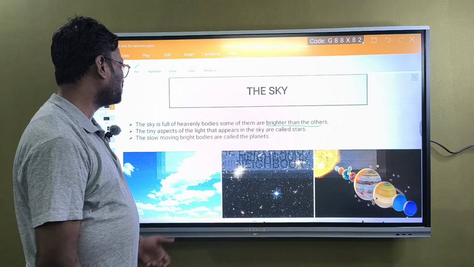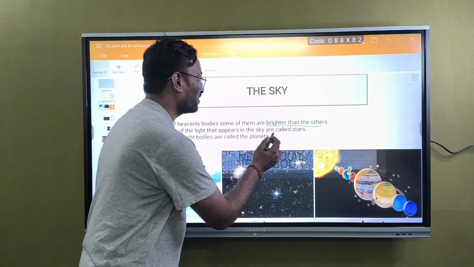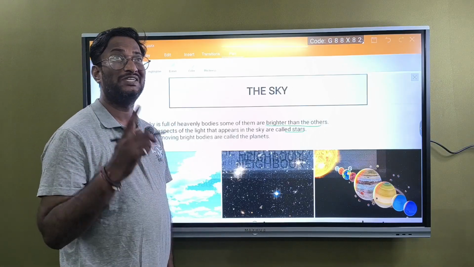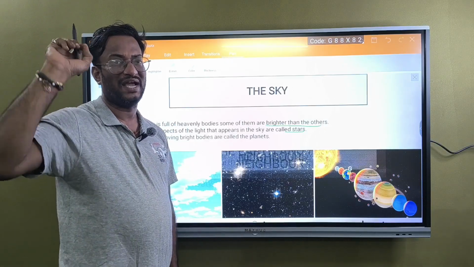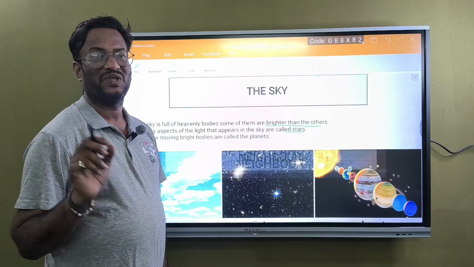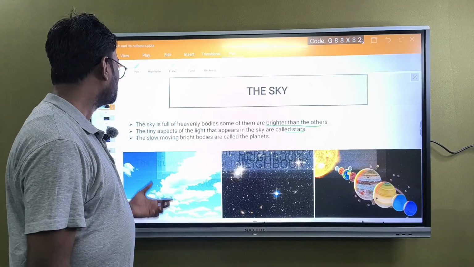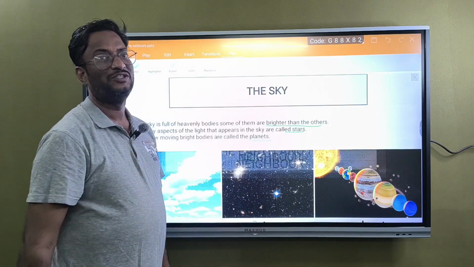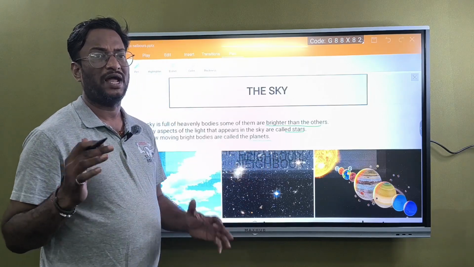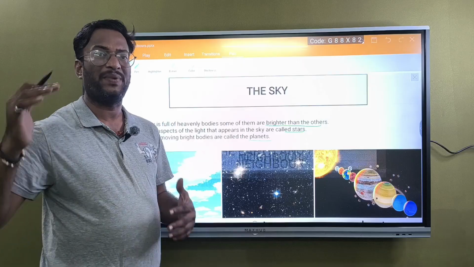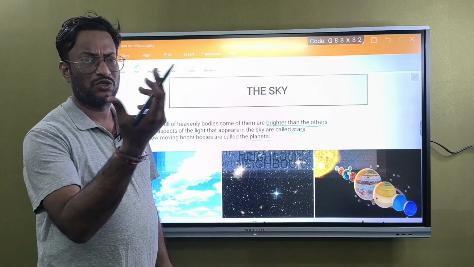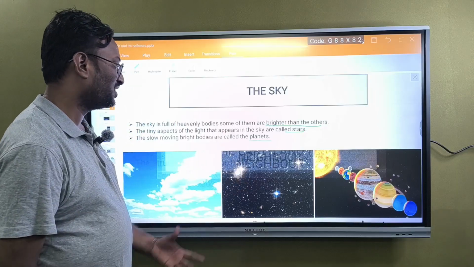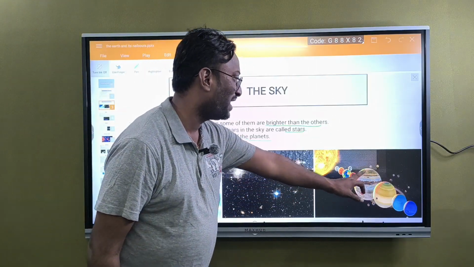The tiny points of light that appear in the sky are called stars. Especially in the night, we see small objects in the sky, and they are called stars. The slow moving bright bodies are called planets. They are bright objects, very near to earth when compared to stars, and they move very slowly. Those are called planets.